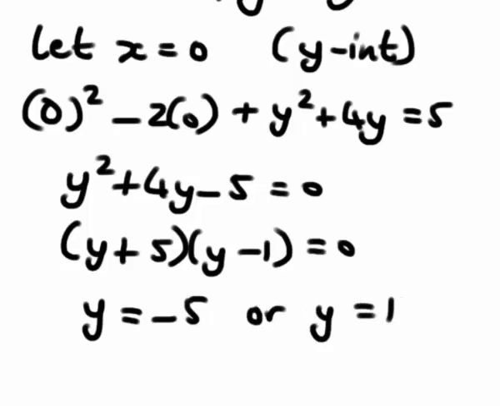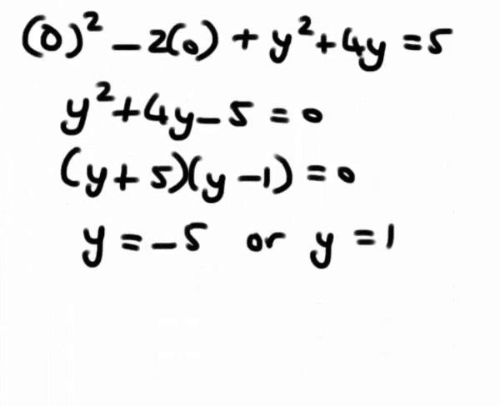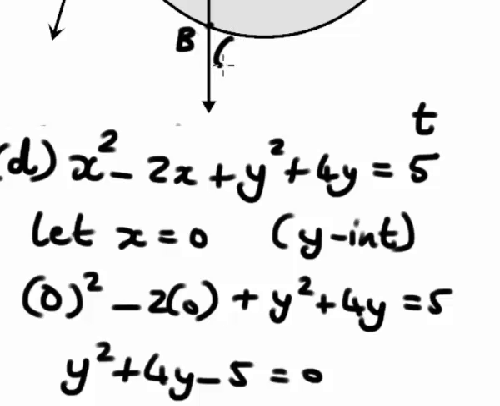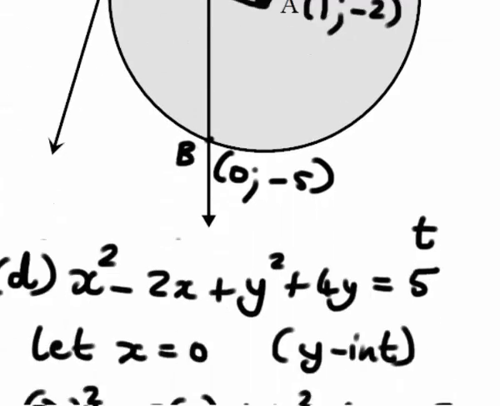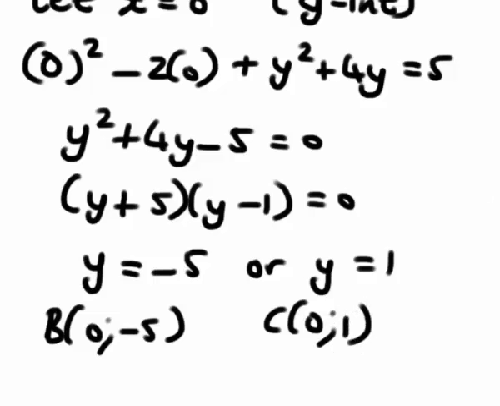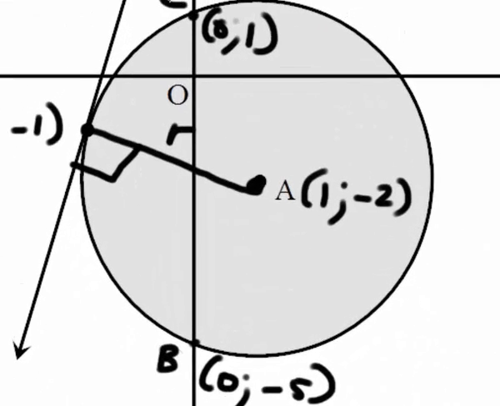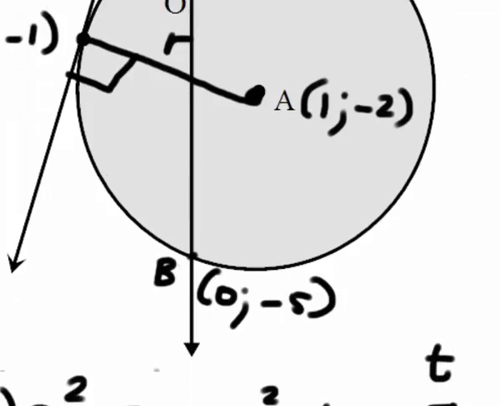So if you have a look at the coordinates, let's go up to the circle. The value of b here will be 0, negative 5, and the y value at the top here would be 0, 1. So there we've got it. The coordinates of b would be 0, negative 5, and c would be 0, 1. Those are the y-intercepts. Remember, for x-intercepts, you would let y be equal to 0, as we did in a previous example.